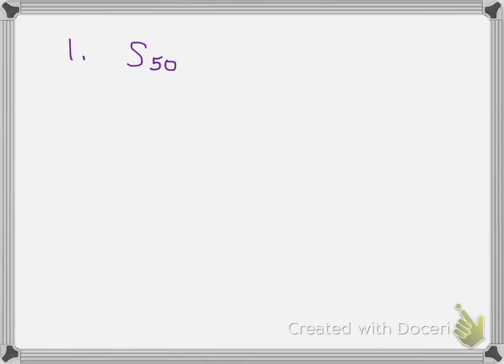Let's say I wanted to find the sum of the first 50 terms of the series where A1 is 3 and A50 is 150. And it's telling me these are definitely arithmetic. Sometimes you can look at them and tell, sometimes you can't. So we just use our formula.